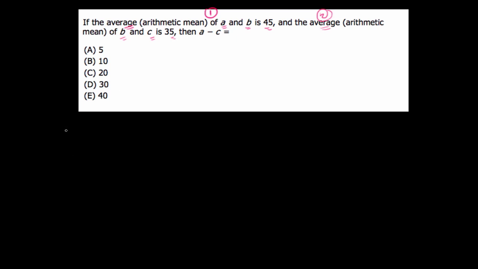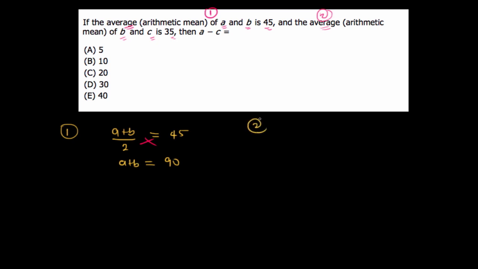Alright, from the first statement, it says that the average of A and B is 45. Now what is the average of A and B? It's just the sum of A and B divided by the number of data points we have, which is 2. So we are told that this equals 45. So that means A plus B, when you cross multiply, is going to be 2 times 45, which is 90. So this is for the first statement.